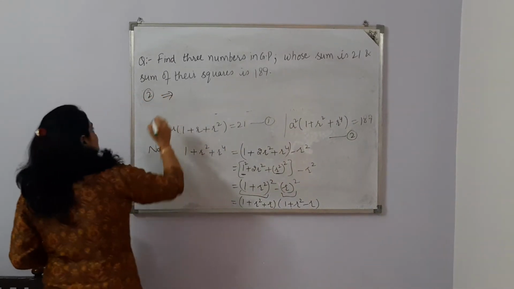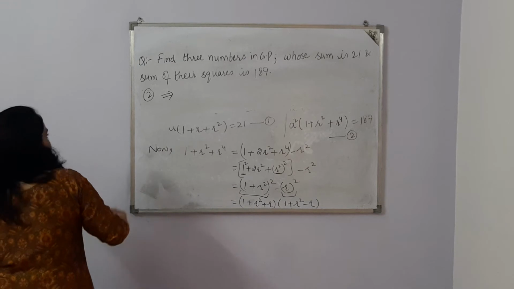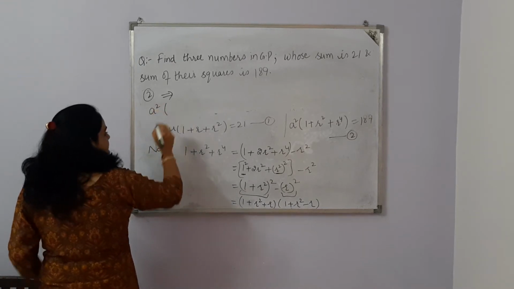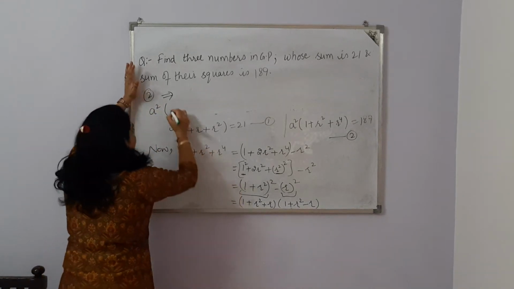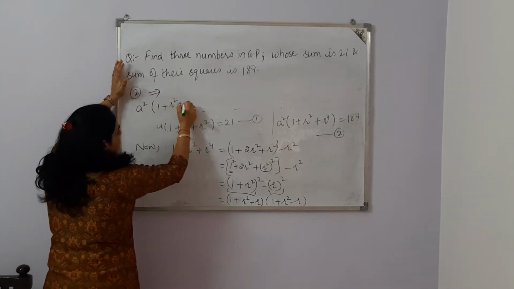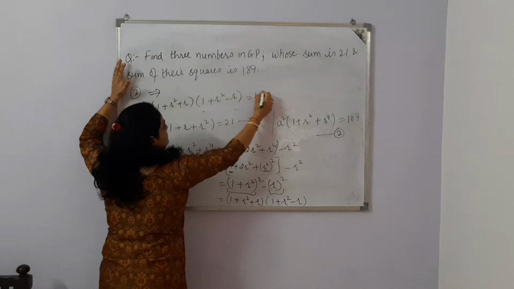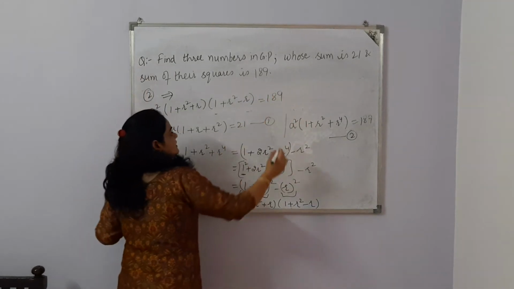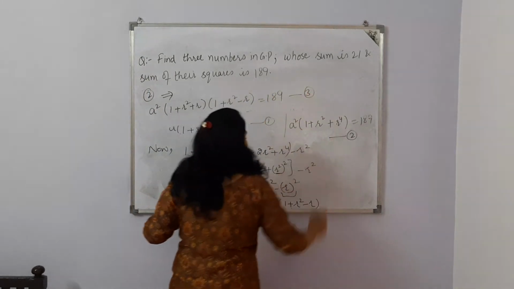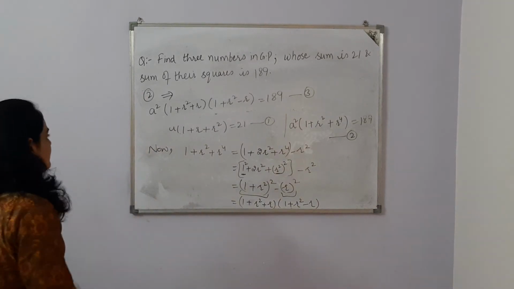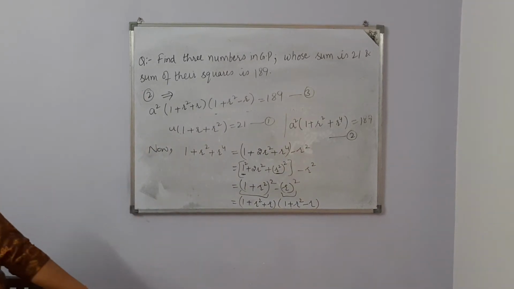Becomes, this is a symbol of becomes, 2 becomes a square, 1 plus r square plus r into 1 plus r square minus r is equal to 189. Now this is your third equation.